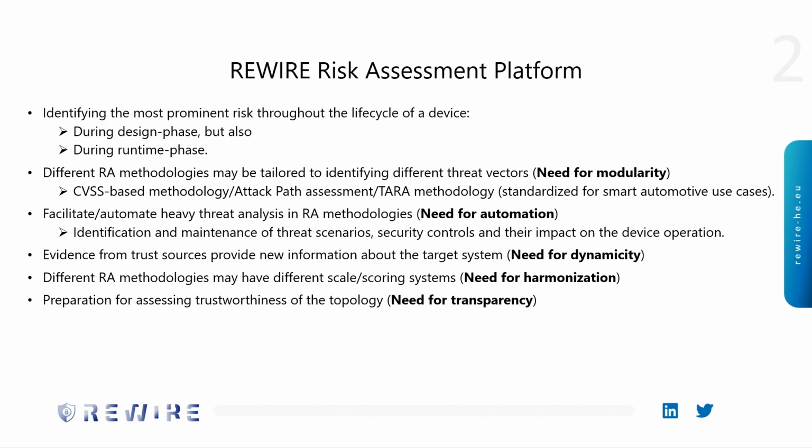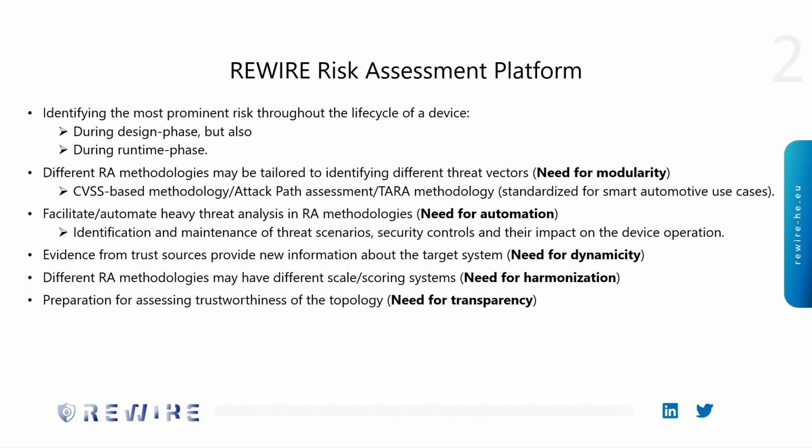Finally, in the context of REWIRE, the risk assessment platform constitutes a core enabler for assessing the trustworthiness of the devices, but also of the data flowing in the edge topology. Hence, regardless of the risk assessment methodology employed, there needs to be a harmonization layer in order to pass the risk results in a common scale as much as possible. But at the same time, this information needs to be carried on at a later stage to an overall trust assessment framework, hence the need for transparency.